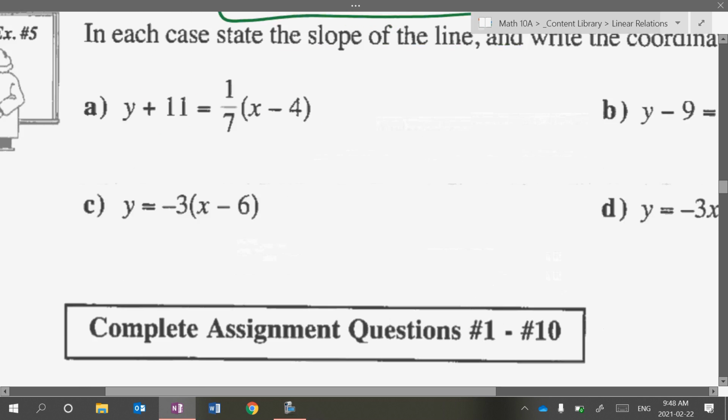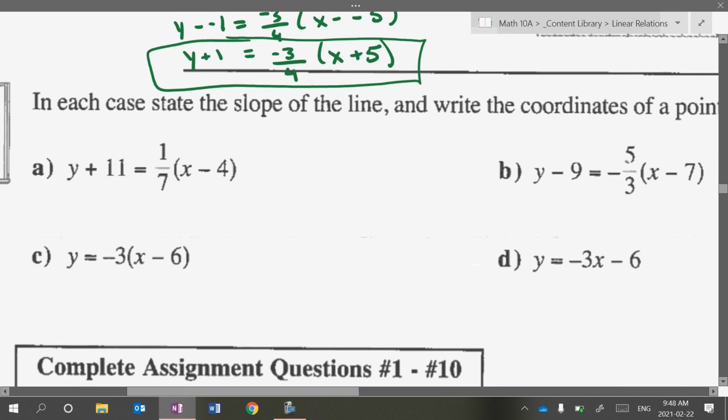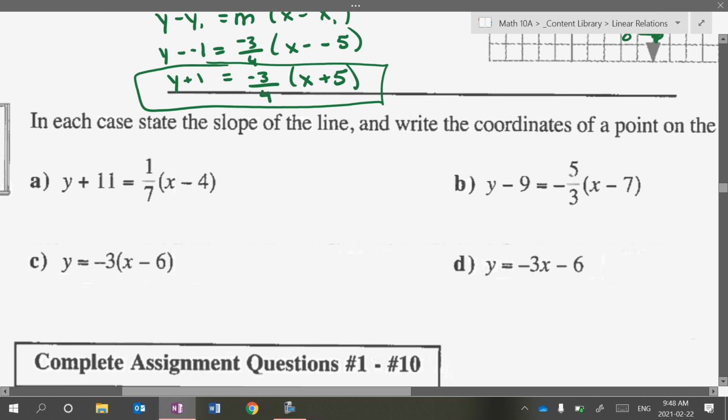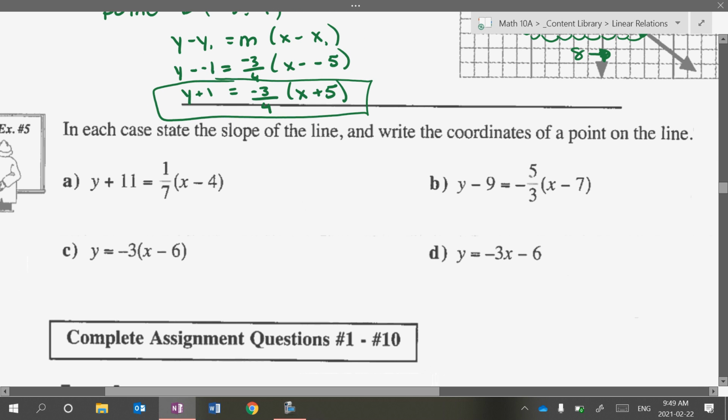Okay, let's look at this last example. We need to state the slope of our line and then write the coordinates of a point. So it's asking us to work backwards from how we originally started. On A, what is my slope? Go ahead, Khalil. Why negative? Okay, 1/7, good.